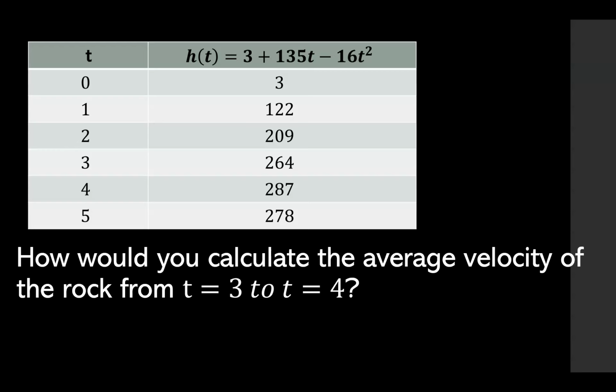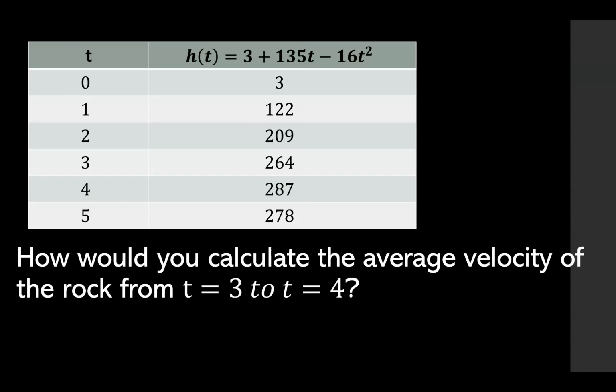And we can see at time equals 0, the height is 3. At time equals 1, the height is 122. That went up really quick. At 2 seconds, the height is 209. At 3 seconds, the height is 264. At 4 seconds, the height is 287. At 5 seconds, the height is 278. So average velocity should not be a problem.